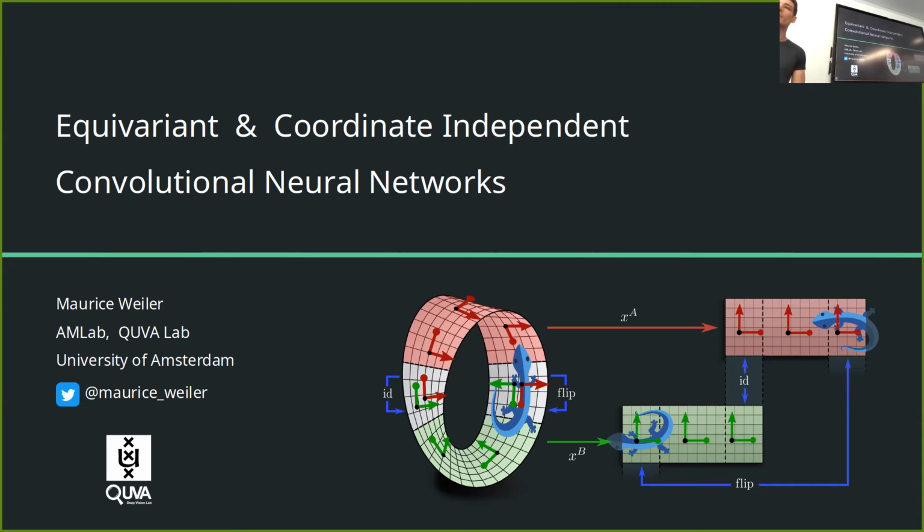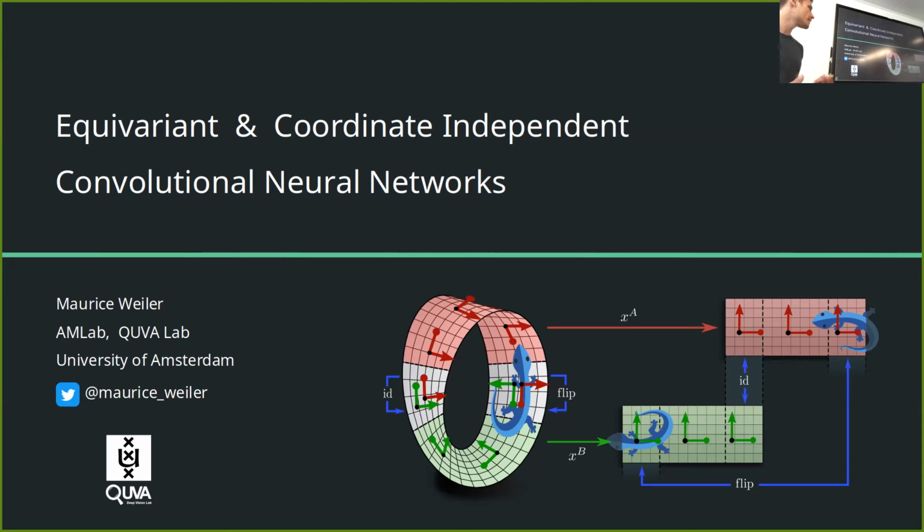As you already said, I'm going to talk about equivariant and coordinate-independent neural networks. So in general, what is a convolutional network? This means you have a signal on some kind of space or manifold or graph. In our case, we are looking at either Euclidean spaces or manifolds.